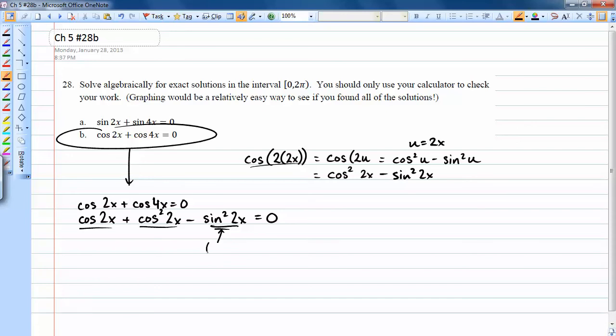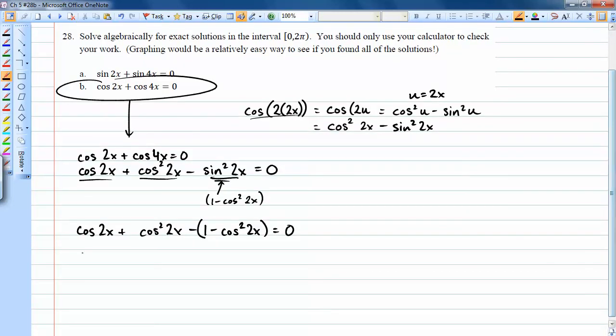Although we know that sine squared 2x is the same thing as 1 minus cos squared of 2x. Right? Because sine squared of whatever plus cosine squared of the same thing has to be 1. So I'm going to rearrange this a little bit more. I'm going to get cos 2x plus cos squared 2x minus 1 minus cos squared 2x equals 0. Okay, so let's simplify this. We'll clean it up a little bit. I'm going to end up with 2 cos squareds, and 1 positive cos 2x, and then I got a minus 1 here, equals 0.